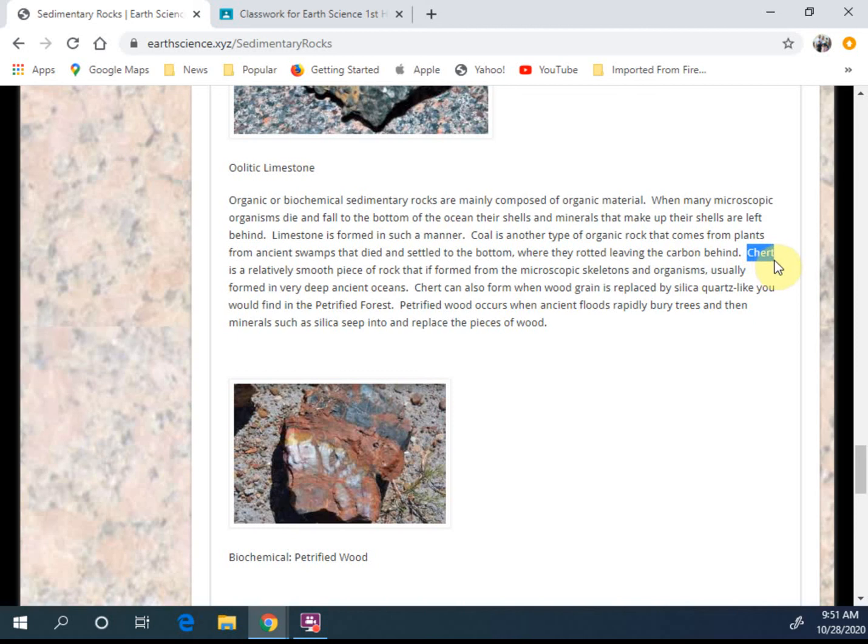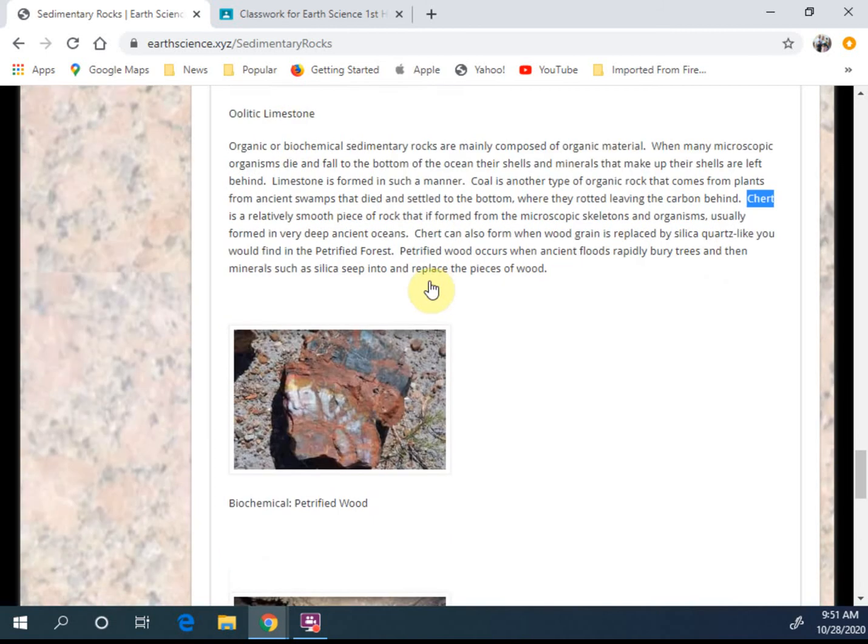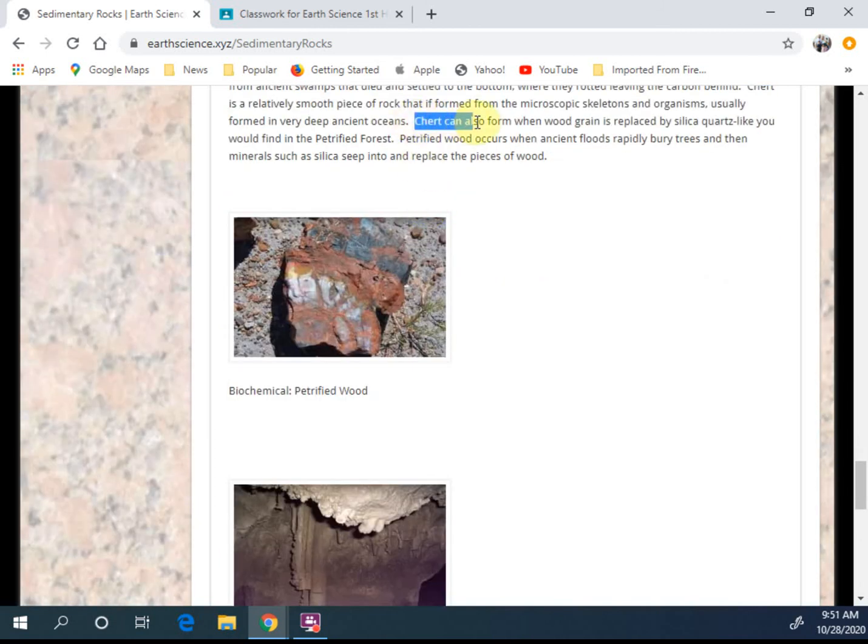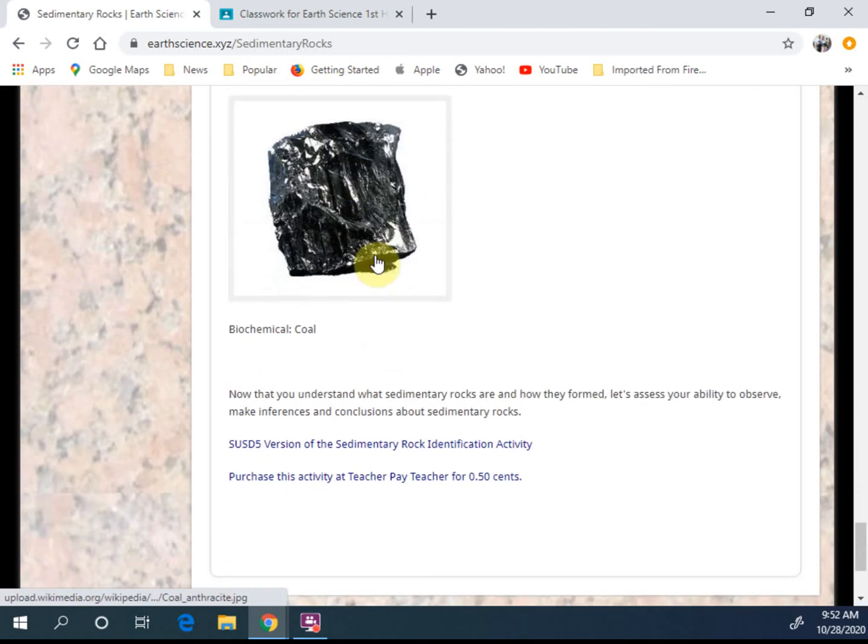And then chert is the last example. Chert is a relatively smooth piece of rock that is formed from microscopic skeletons and organisms, usually formed in deep seas or ancient oceans. However, chert also can be found replacing wood grains with silica-like minerals, like you'd find in the Petrified National Forest, hence petrified wood. So basically, ancient forests were rapidly buried due to landslides or some other geologic activity, and then silica seeped into and replaced the wood grains with quartz. So this is an example of petrified wood, an example of cave formations, an example of coal.